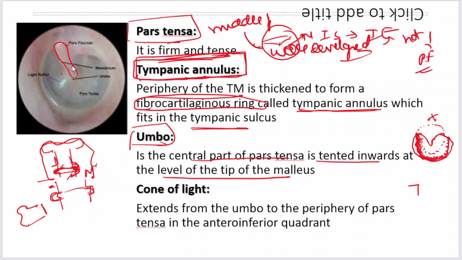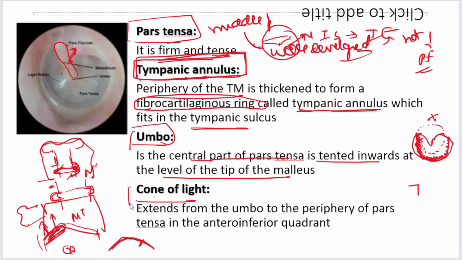Because of the action of the tensor tympani, the handle of the malleus is pulled inwards, because of which the tympanic membrane will appear like this. This is the handle of the malleus because of the action of the tensor tympani. This is the external auditory canal. So if you look at it, this is the middle ear. Okay, this is the handle of the malleus. It is enclosed within the fibrous layer of the tympanic membrane, and when it is pulled inwards, you will have a tenting of the tympanic membrane, and it appears tight so that it can vibrate well.